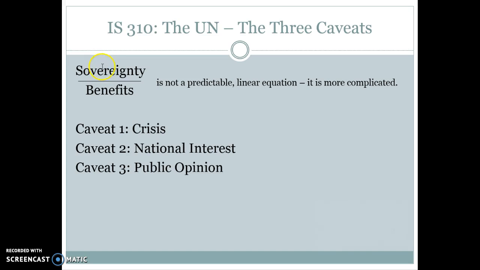I mean, you could probably get a tattoo or something that'll help you. We should have like a class tattoo day. Sovereignty over benefits. It's not a predictable linear equation. It's more complicated. And we're going to review these three concepts as we go forward.